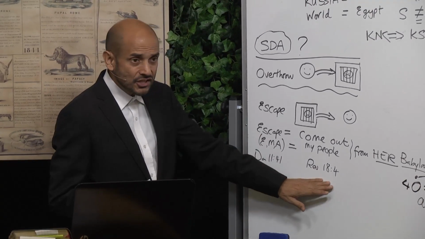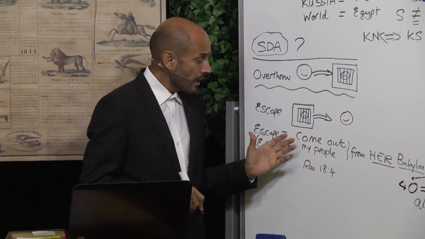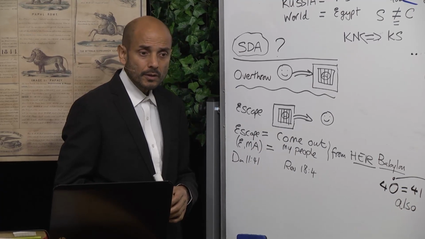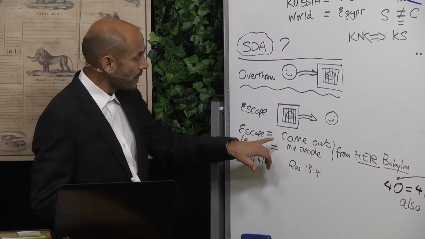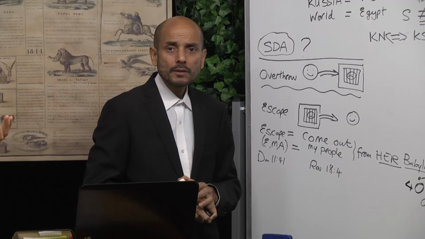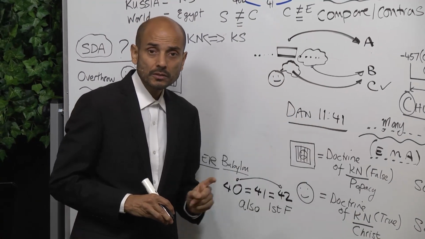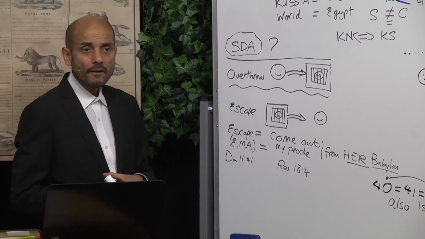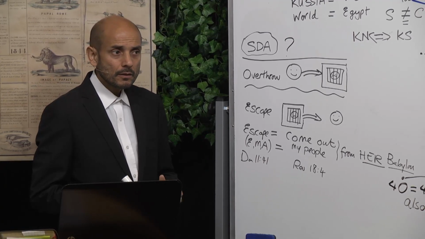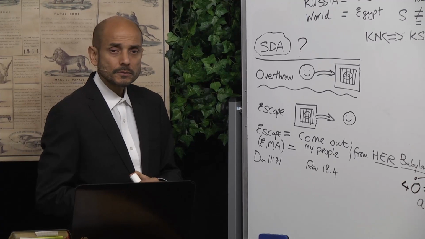Then we went to Revelation 18 verse 4, and we saw that the verse says, come out of her, my people. So we're proof texting escape with come out. This is a contextual or conceptual association. You're not proof texting the word. Conceptually, escape is come out.